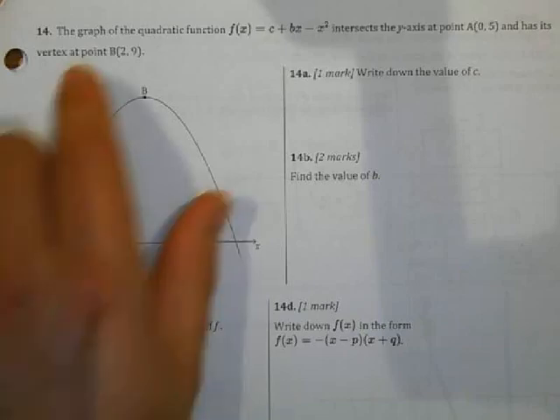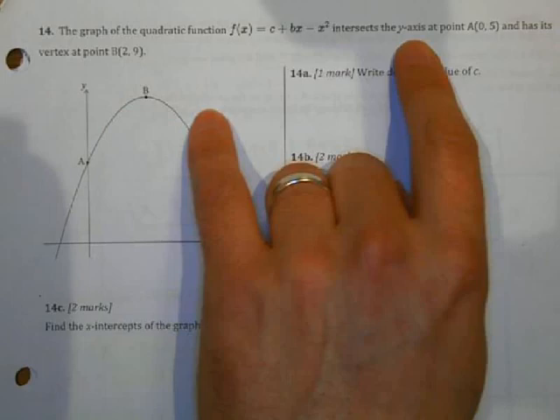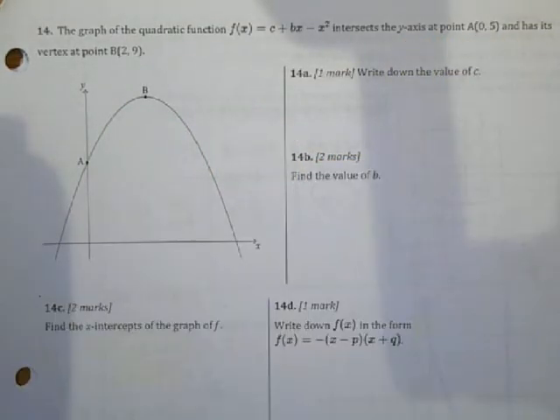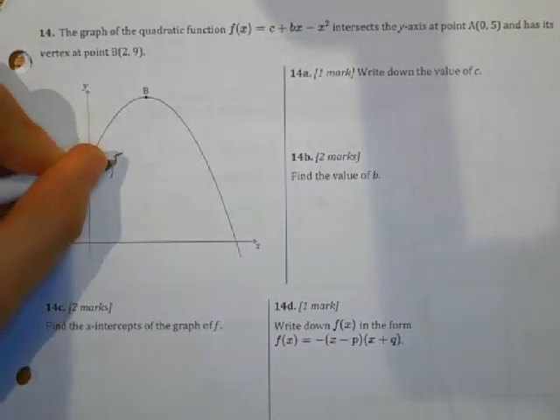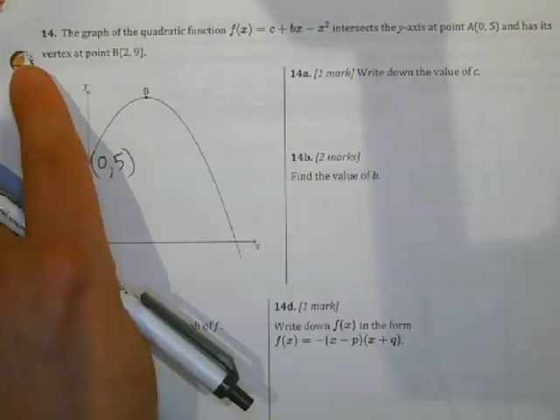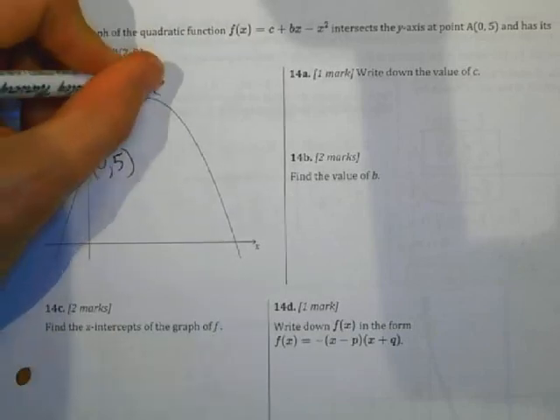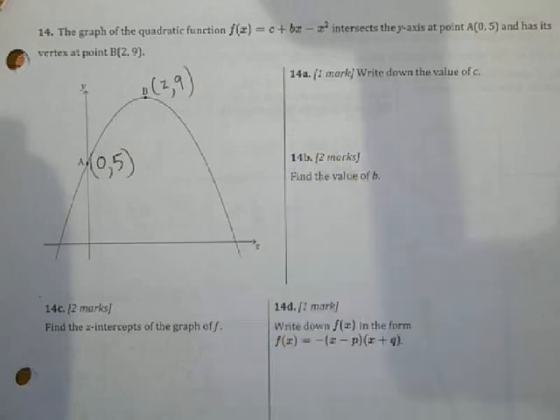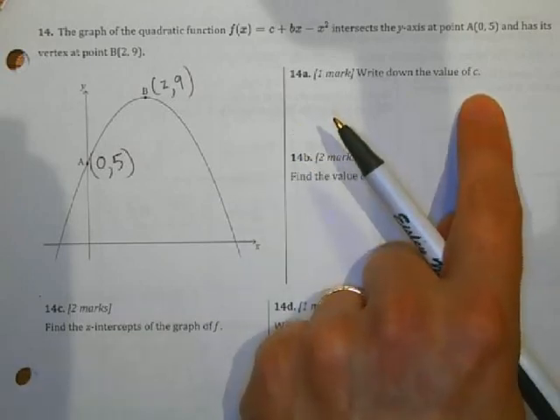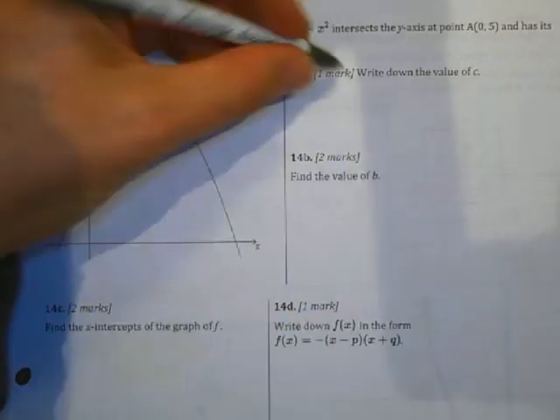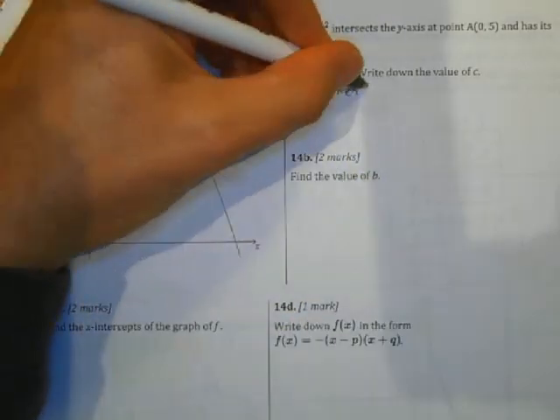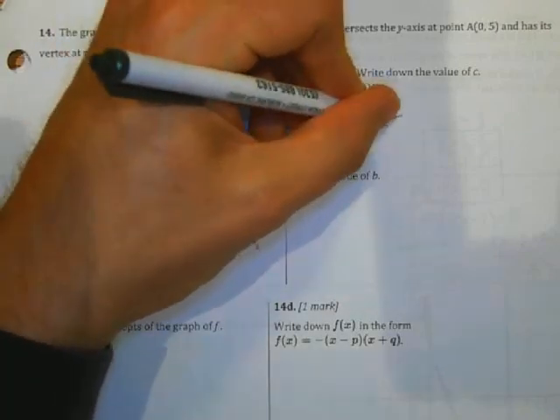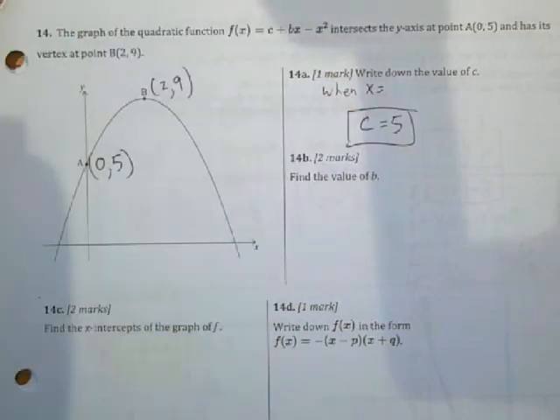All right, the graph of the quadratic function is in this form, where the y-axis intercepts point A at (0, 5) and has its vertex at (2, 9). Okay, mark down the value of C. Well, C happens when x equals 0. So when x is 0, C equals 5. Okay, find the value of B.